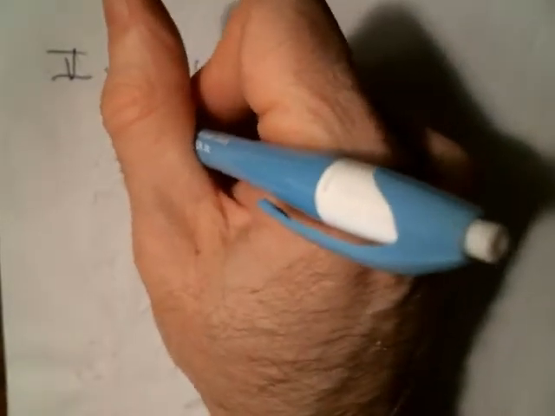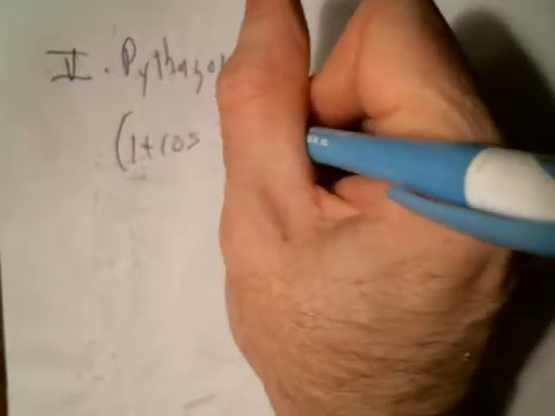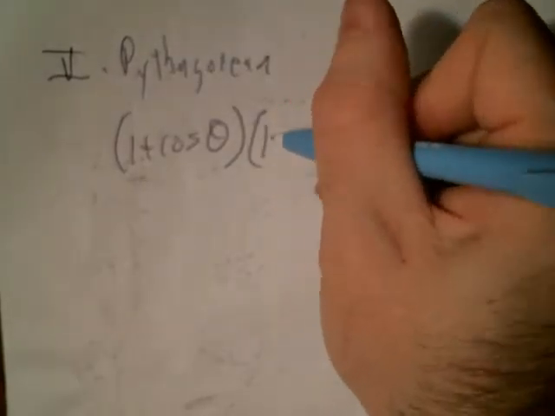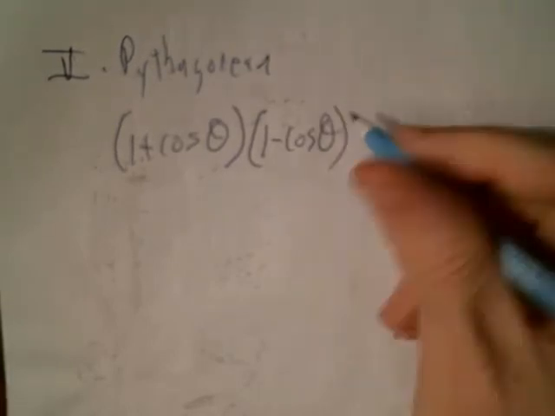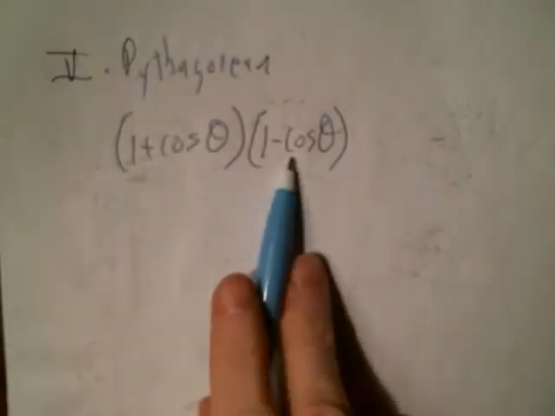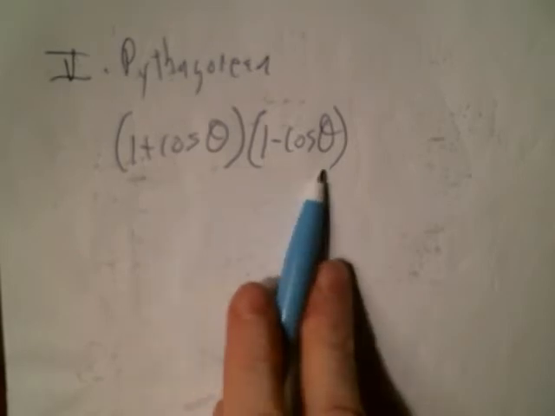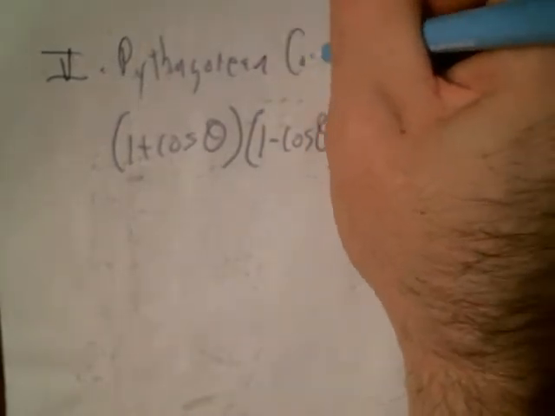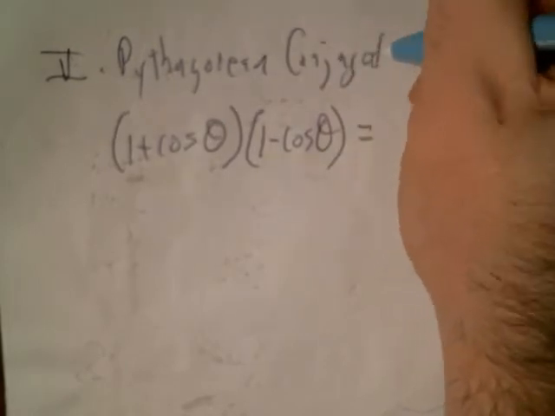So the deal is, if you have something like 1 plus cosine theta floating in your integral somewhere, supposing you multiply it by 1 minus cosine theta, you can condense this into a single term using the Pythagorean identities. So they call it a Pythagorean conjugate.